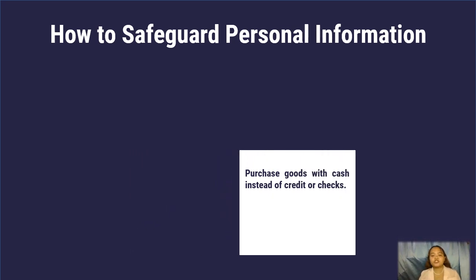Next, purchase goods with cash instead of credit or check. So paying with cash can help maintain a higher level of privacy and reduce the exposure of your transaction history and financial details associated with credit or checking accounts.